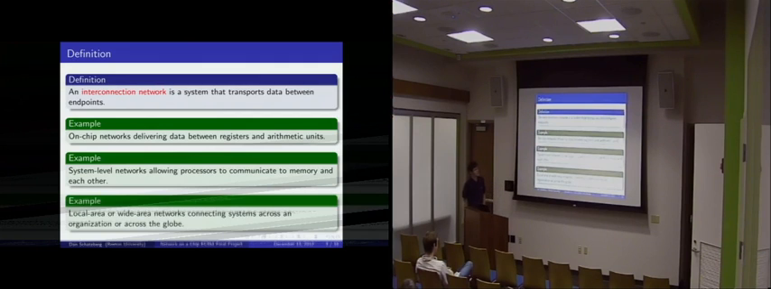So the definition I give of the interconnection network is that it's a system that transports data between endpoints, which is a really generic definition, right? It fits a lot of different examples, which I give here. So there's an on-chip network, delivering data between registers and other arithmetic and logic units. You can have system-level networks, which are for multiprocessors communicating to memory and with each other for, say, cache coherency or something. And then even local area, wide area networks like the internet that connect many systems across long lengths.